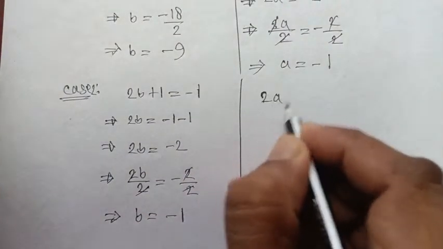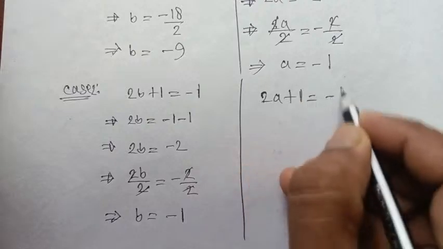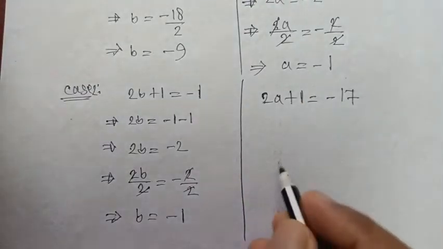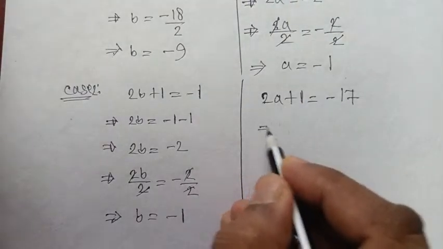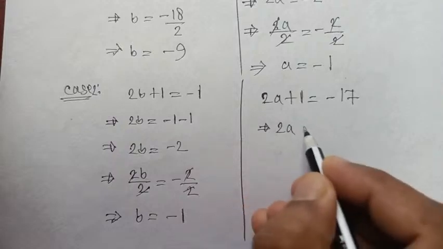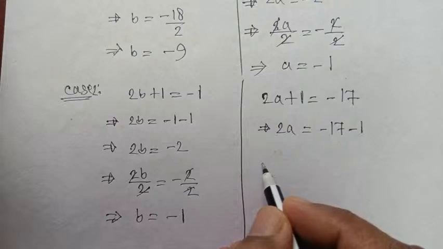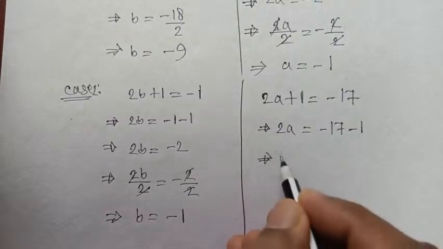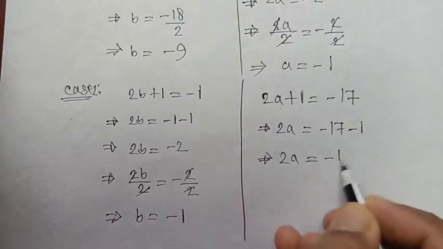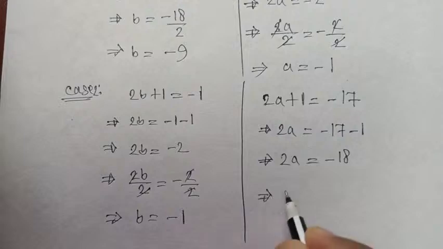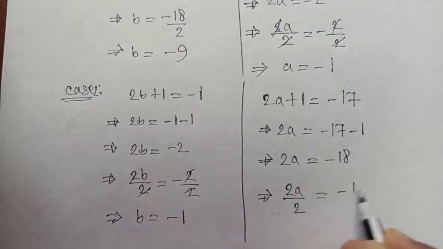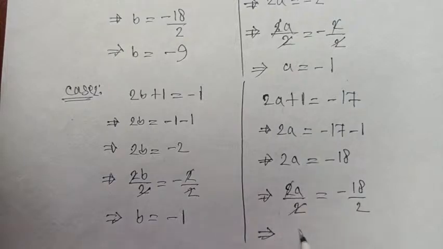Similarly, 2a plus 1 is equal to minus 17, so 2a equals minus 17 minus 1, which gives 2a equals minus 18. If we divide both sides by 2, the 2 cancels out and a equals minus 9.